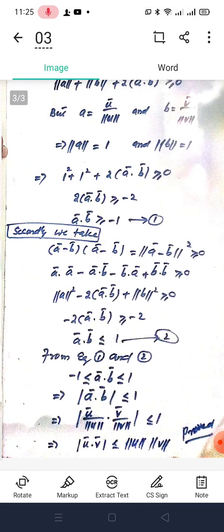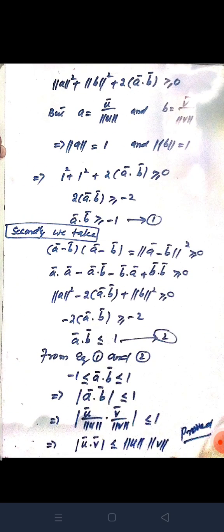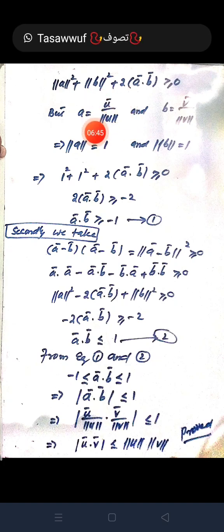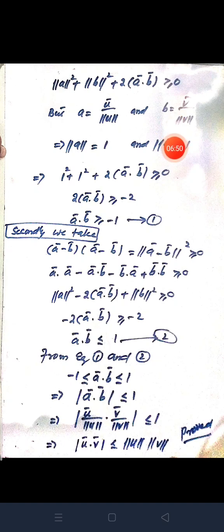In case number 2, if both vectors are not equal to 0, then we have to prove this. In other words, because inner product is equal to dot product, we have to prove this. If we divide inside, and take this as a and this as b, we have to prove that a dot b is less than or equal to 1. In other words, we have to prove minus 1 is less than or equal to a dot b, less than or equal to 1.